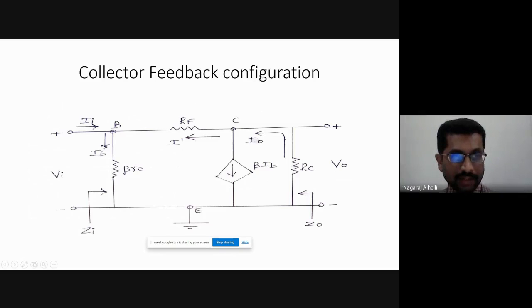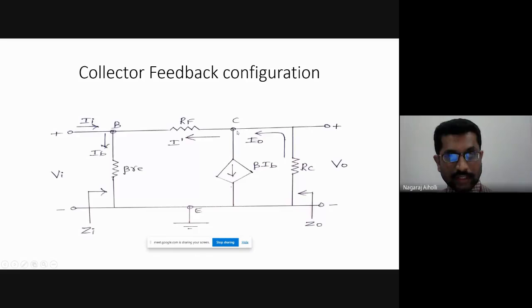IB is negligible, closely equal to 0. Therefore, IB is taken as equal to 0. So once IB is 0, then beta IB will be 0, because it is a product of beta and IB. Therefore, this current source will become 0. Then what we have in the equivalent circuit is only beta RE, then between base to collector RF. This is open circuit, beta IB. Then we have RC at the collector node.